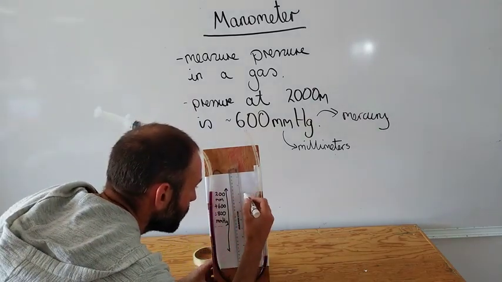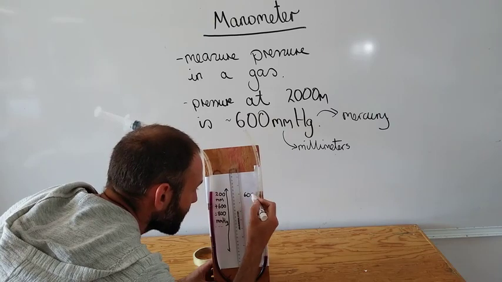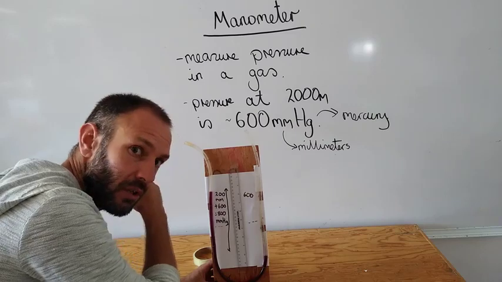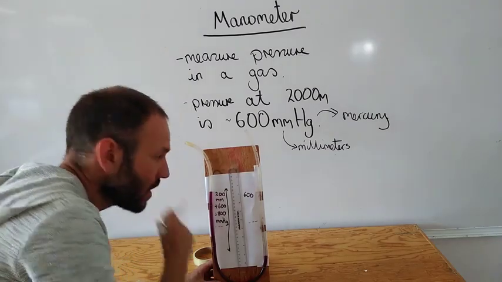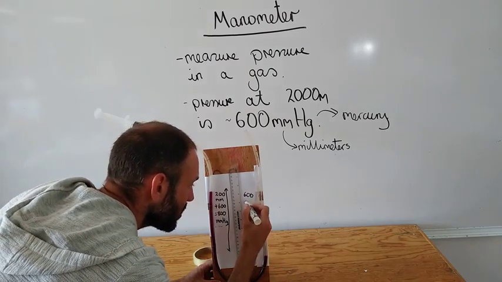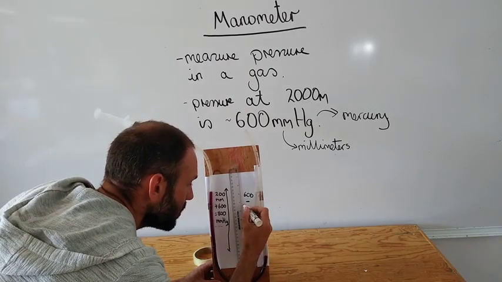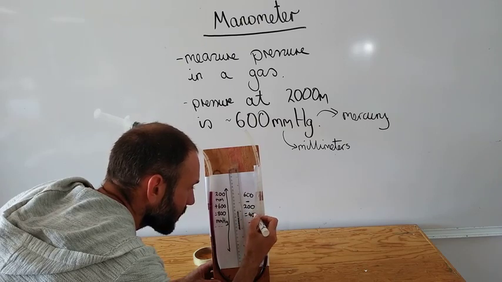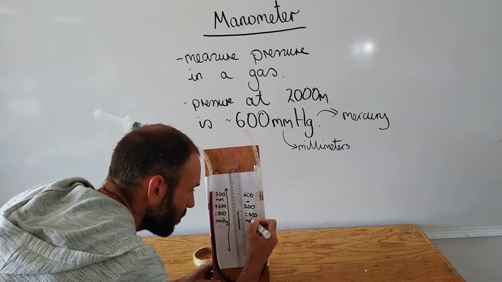So what we do, we know it's less because atmospheric pressure has been able to push the liquid up. So we know that here is less than atmospheric pressure. So 600 minus 200, which is 400.